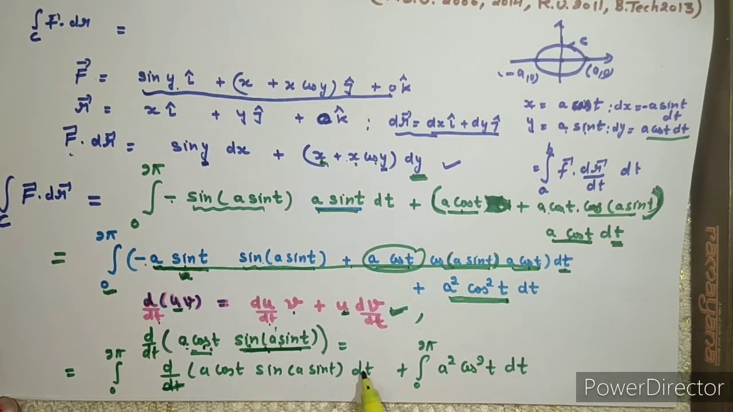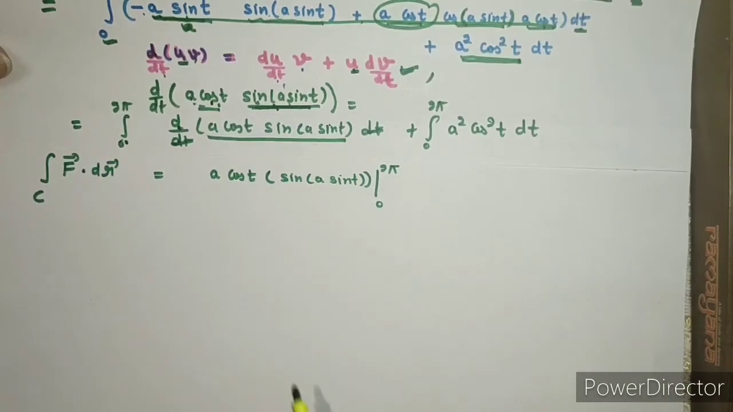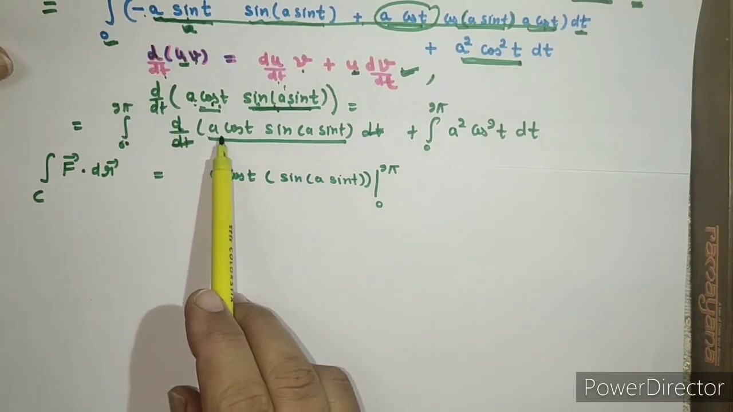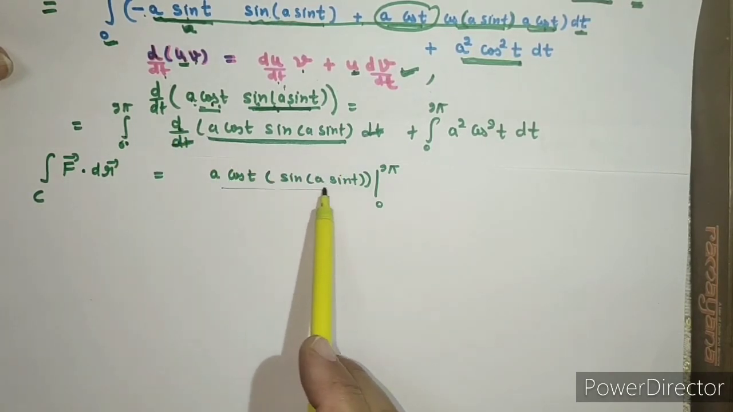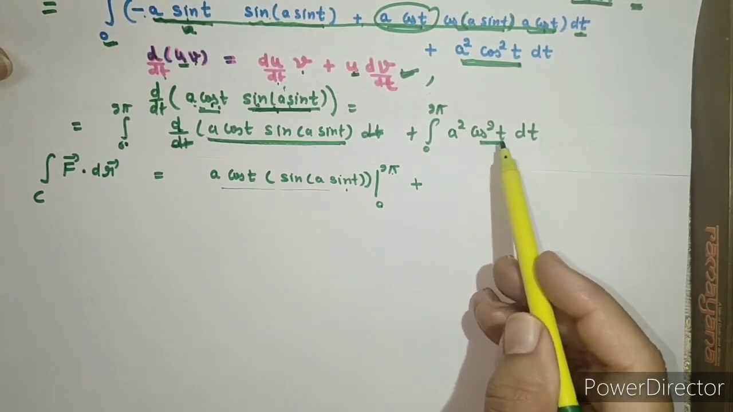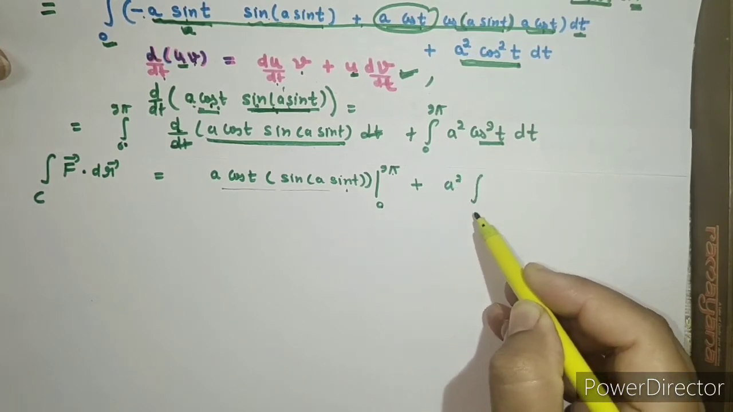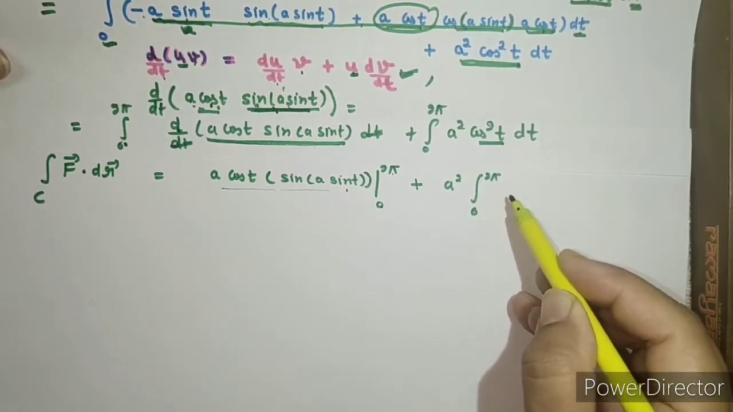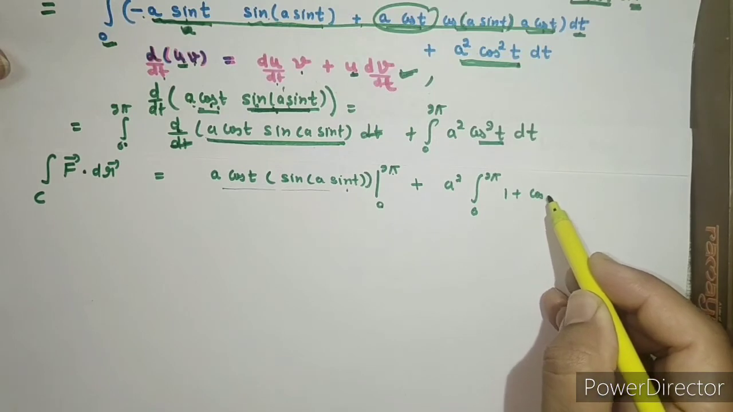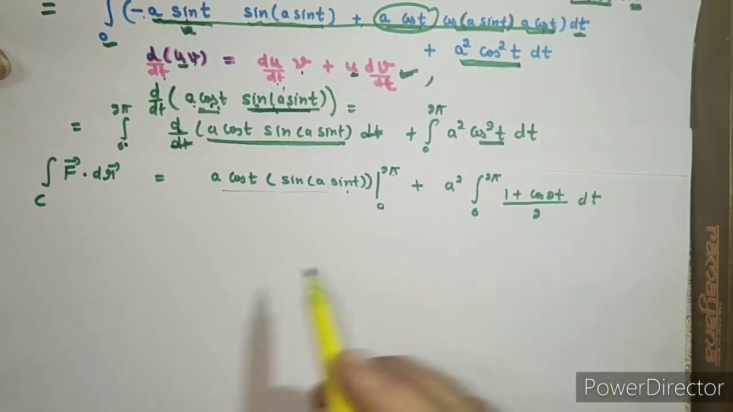Okay, this dt cancel, so this is differentiation of this term and this is integration to cancel out. Your answer is, so this cancel out, so remaining is this is the value of integral and limit is 0 to 2 pi plus. Now how to integrate this one, cos square को कैसे लिख सकते हैं आप, a square is outside, this is 0 to 2 pi, cos square is 1 plus cos 2t by 2 and this is d of t.